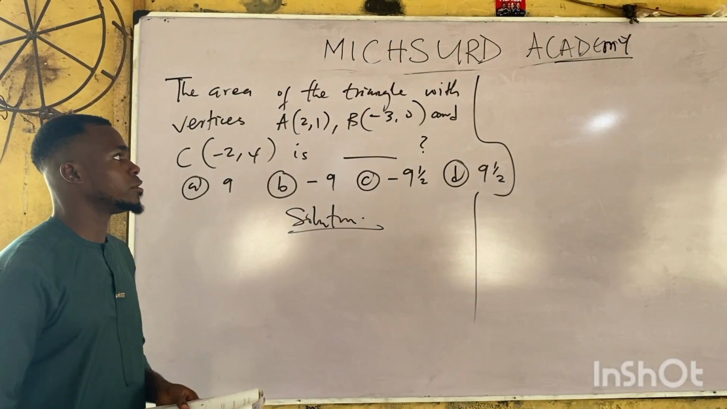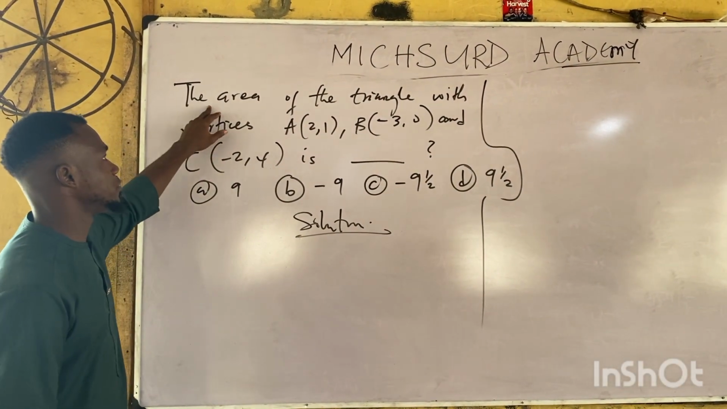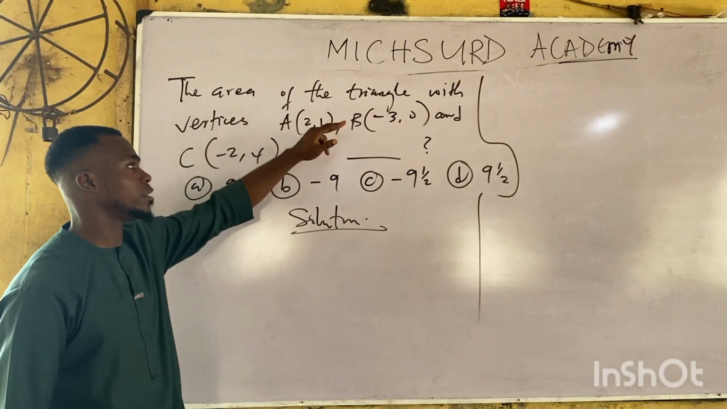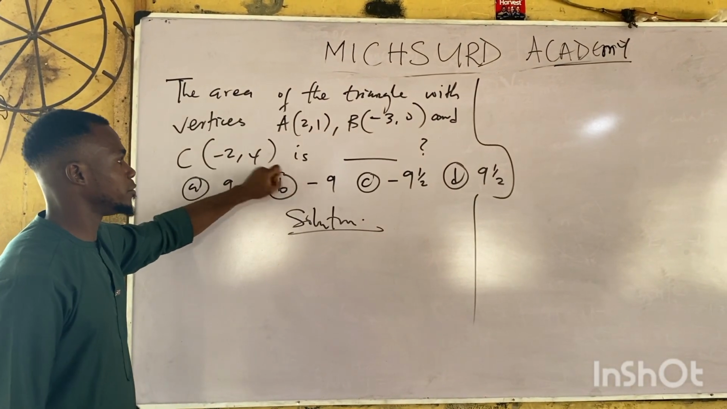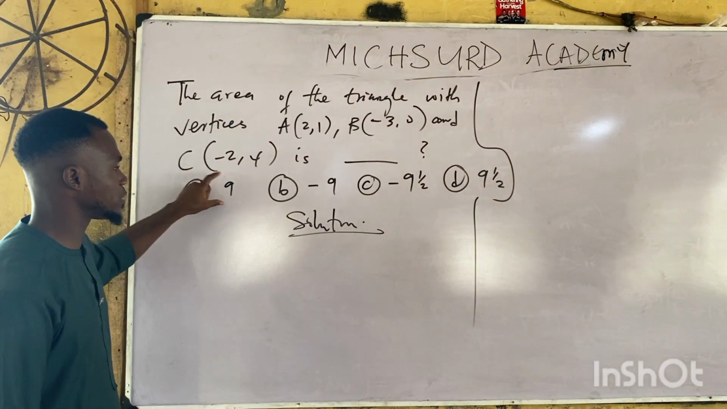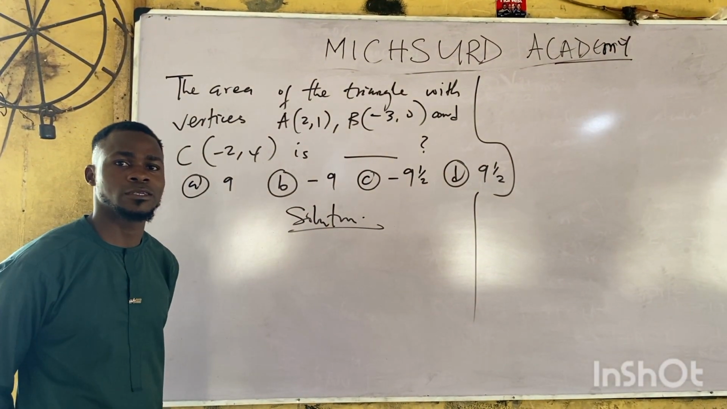So today we are looking at Maths 122, where we have the question saying find the area of the triangle with vertex A, B, and C. And we want to get the value. We have options A, B, C, and D. So let's see which of them is the correct option.